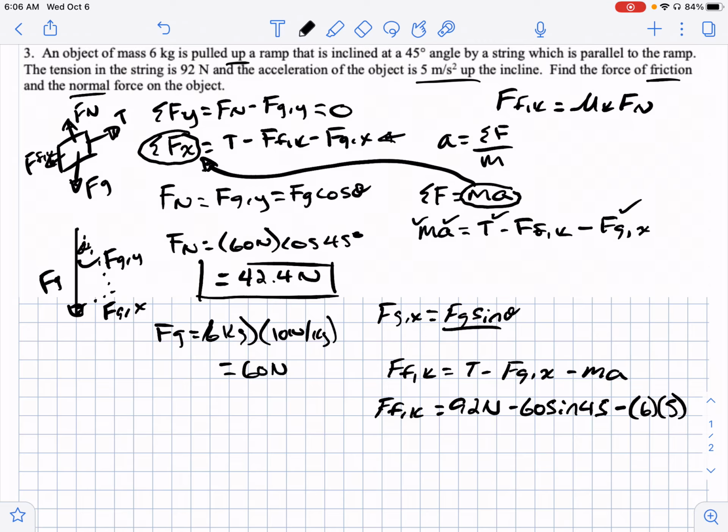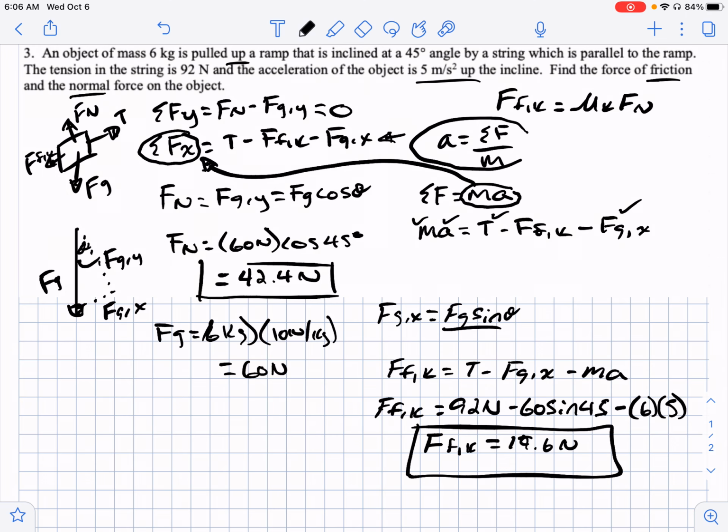And now we can just plug in and solve. So if you plug all this in, your friction should equal 19.6 newtons. So the takeaway here is sometimes we can use this Newton's second law and do some substitutions.